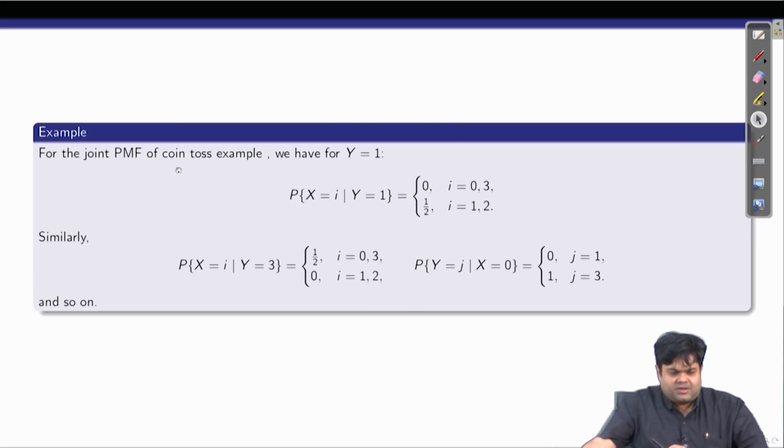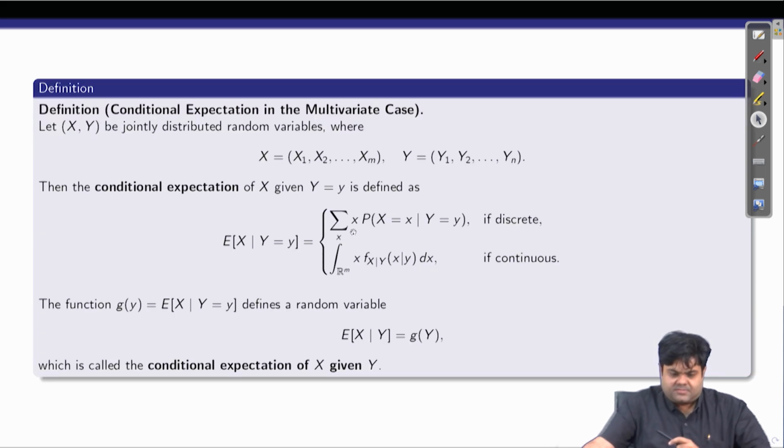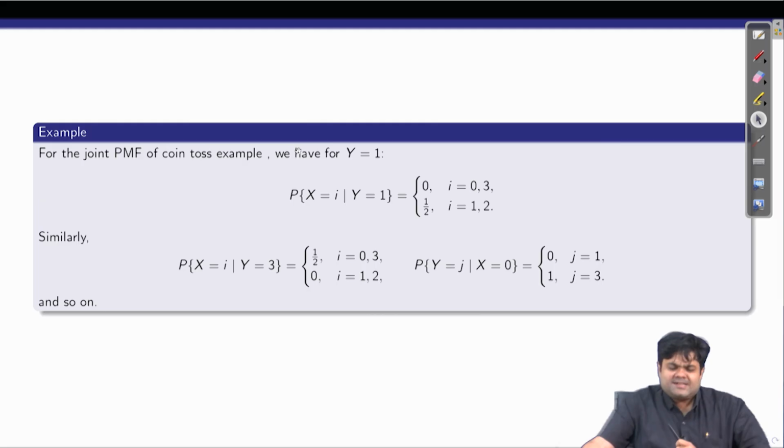For the joint PMF of the coin toss example, you can calculate the probability of x taking value i given y equal to 1. More or less a simple discrete calculation, so I am not spending too much time on this. In the multivariate case, when talking about conditional expectation, I am not spending much time because I did these things earlier. I am just quickly reviewing this. Please carefully take a look at the calculations.